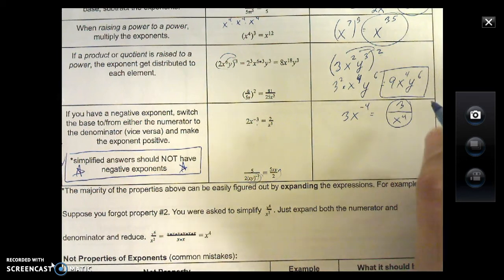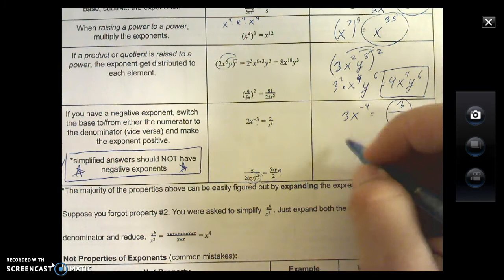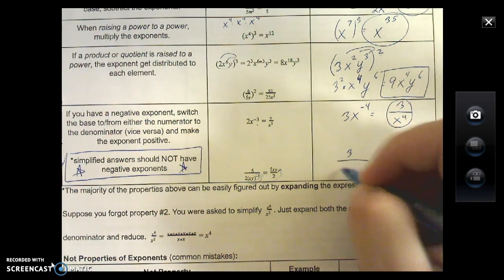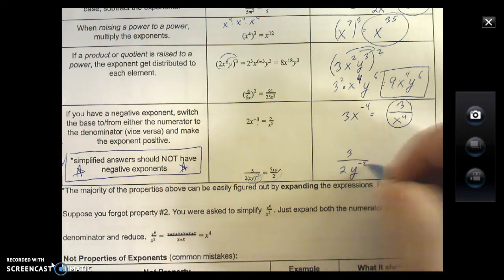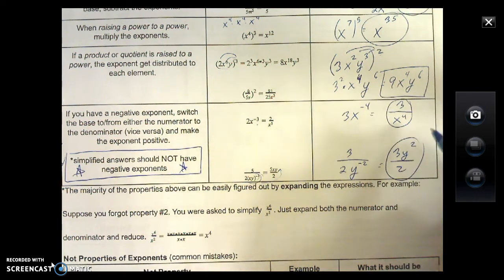Okay? And vice versa. If you look at the other way, if I have something like 3 halves y to the negative second. See how negative the exponent is for y? I want to make it positive. I just send it back upstairs. Please note, though, that everything else in the problem stays the same. Only the thing with the negative exponent gets flipped around. Okay?